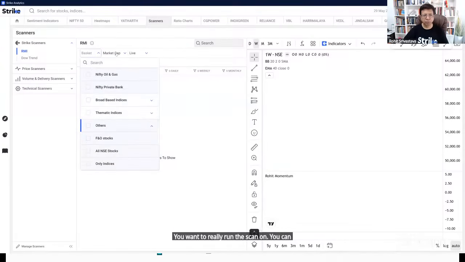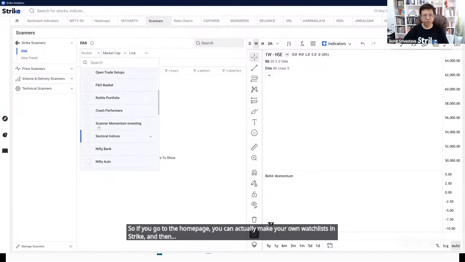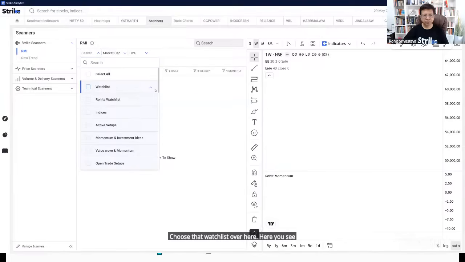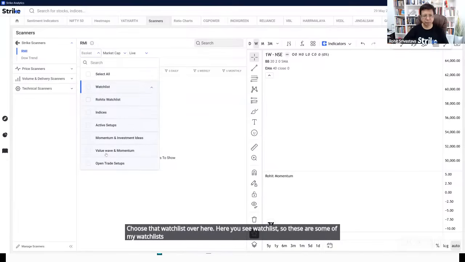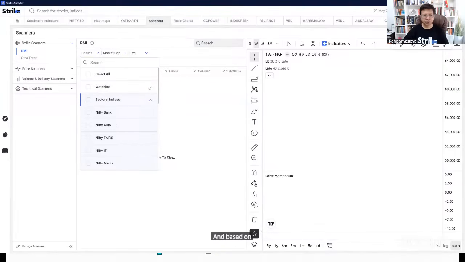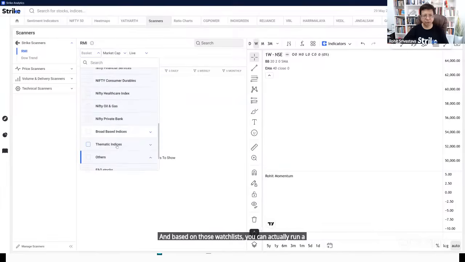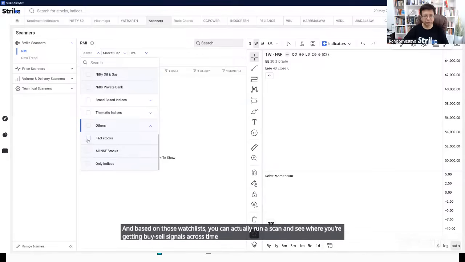You can even have your own personal watch list. So if you go to the homepage, you can actually make your own watch lists in Strike and then choose that watch list over here. Here you see watch lists. So there's some of my watch lists that are showing up here. And based on those watch lists, you can actually run a scan and see where you're getting buy sell signals across time frames. So let's do it and see.